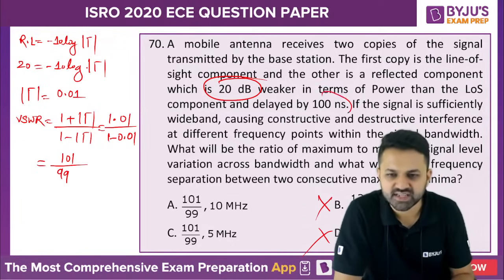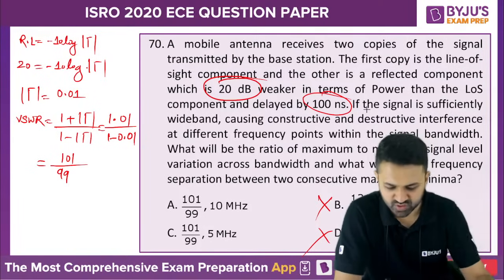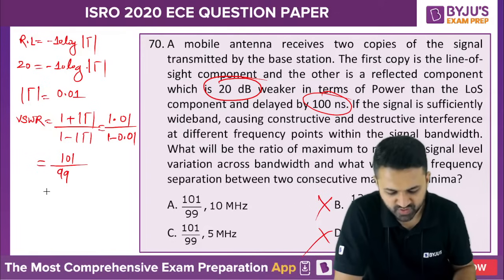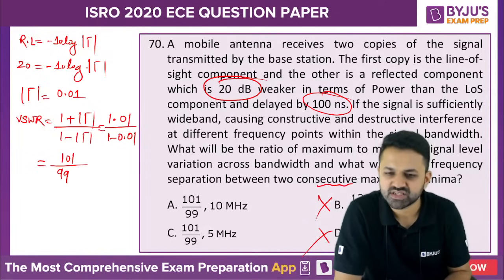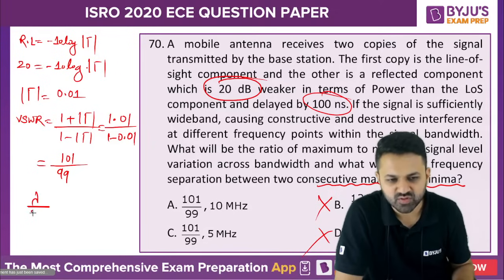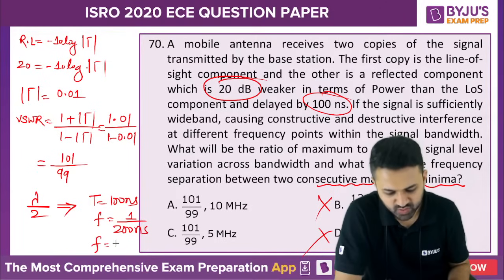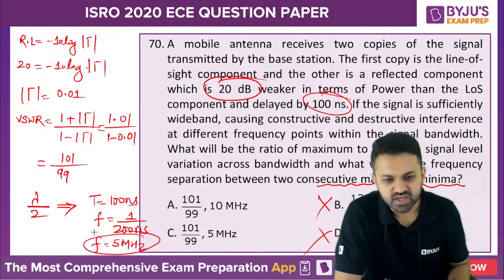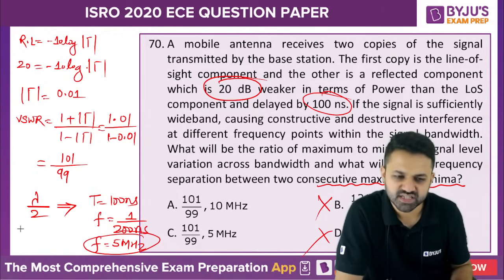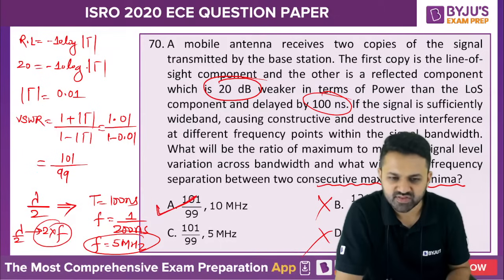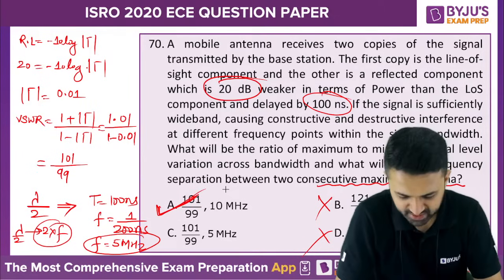Now the delay is 100 nanoseconds, and because it is traveling two way, the total delay will be 2 into 100, that is 200 nanoseconds. The maximum and minimum gap corresponds to lambda by 2. So from here, because the delay is 200 nanoseconds, we get the frequency as 1 upon 200 nanoseconds, that is 5 megahertz. Since the separation between maximum and minimum is lambda by 2, the frequency gets doubled, so 2f, that means 10 megahertz. So we have the answer as option A, 10 megahertz.